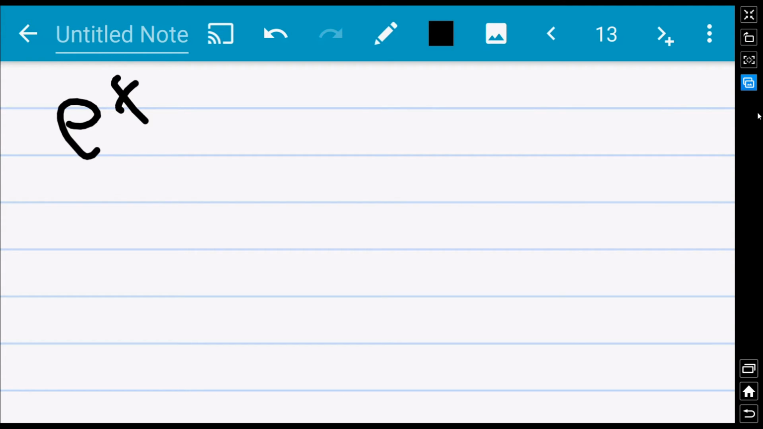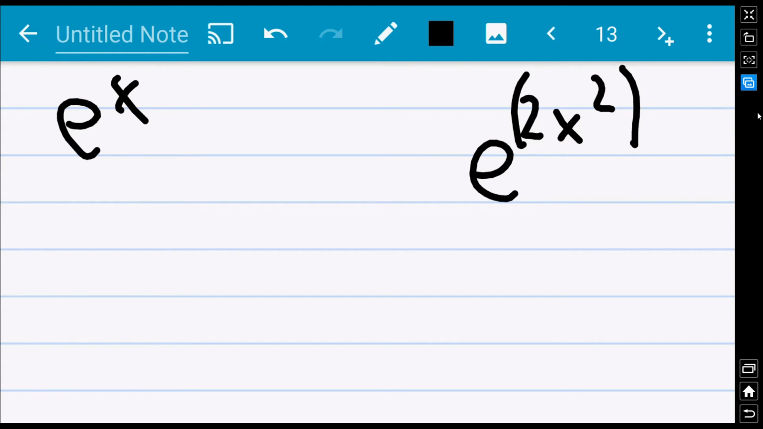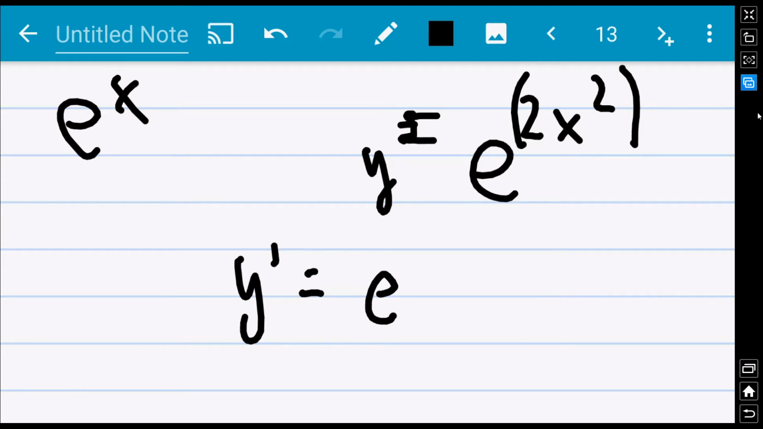Now e to the x, we can remember, is special. So what if we have e to the 2x squared? What do we do then? This squared is just within the x. So what do we do then? Well, if y equals this, then y prime equals, and then it's just going to be e to the 2x squared, then it's going to be times, right?